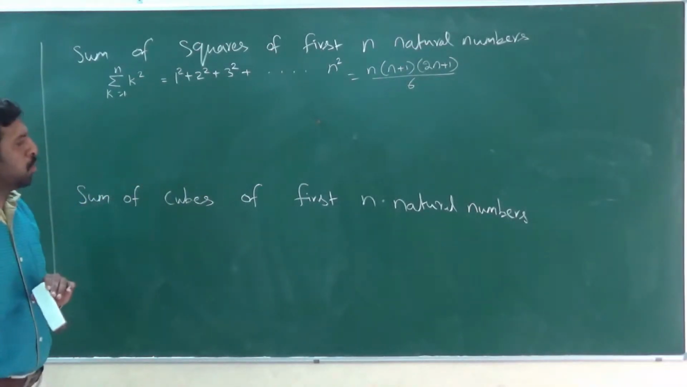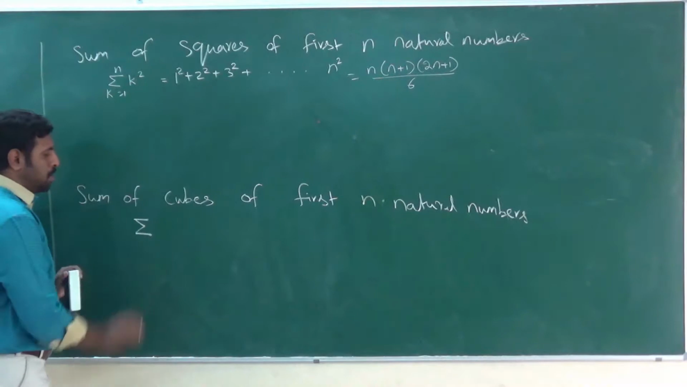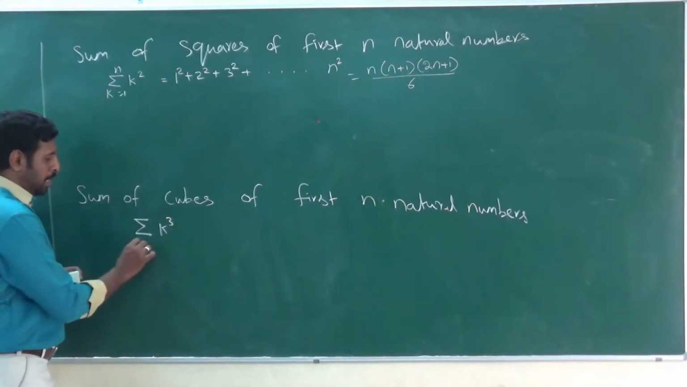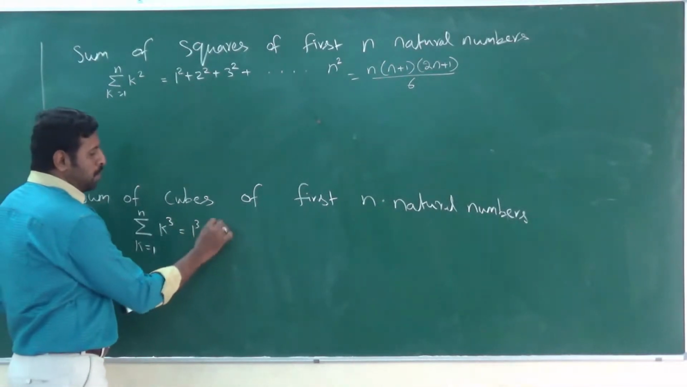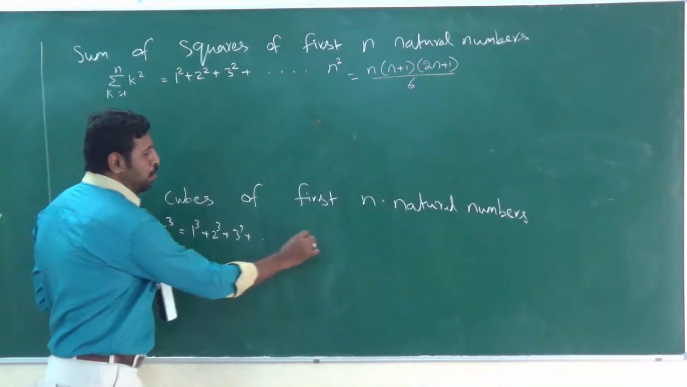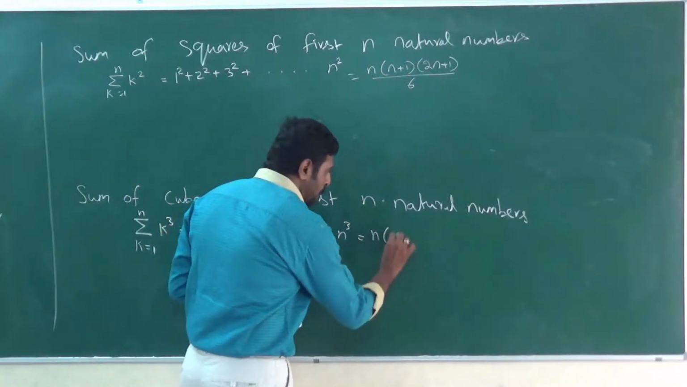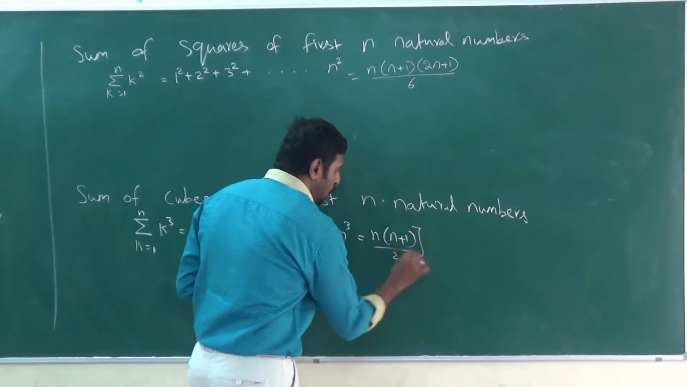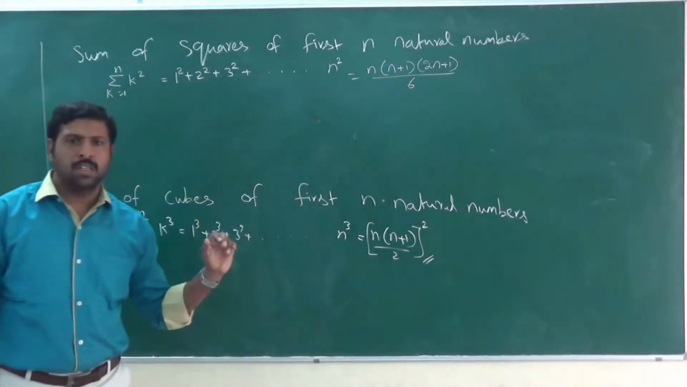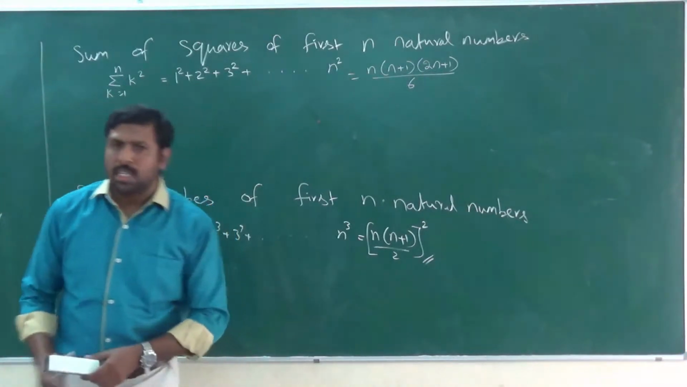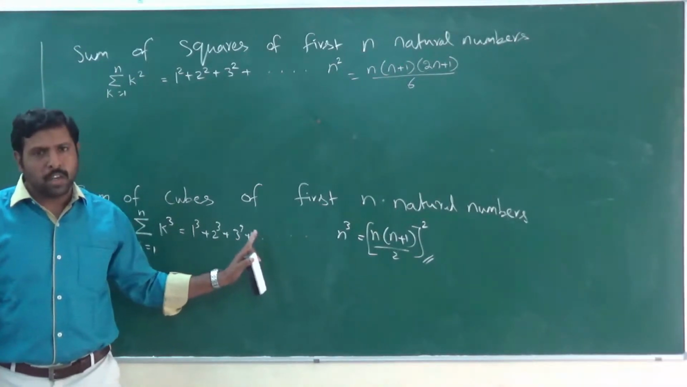Next, the sum of cubes of first n natural numbers. For cubes of n natural numbers, we take the summation of k cube, with k equal to 1 to n. This equals 1 cube, 2 cube, 3 cube, up to n cube. Here we have the formula n into n plus 1 divided by 2, whole square. This formula is nothing but the square of the sum of natural numbers. The sum of natural numbers is n into n plus 1 divided by 2, so when we square this, we get the sum of the cubes of the first n natural numbers.